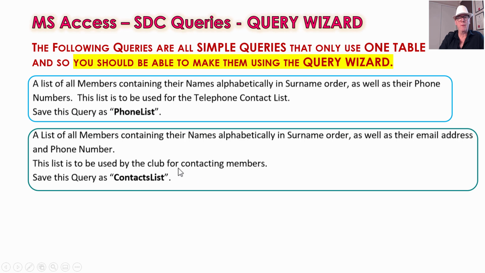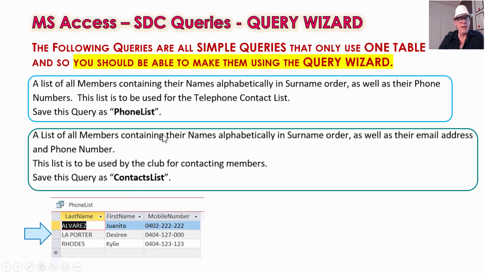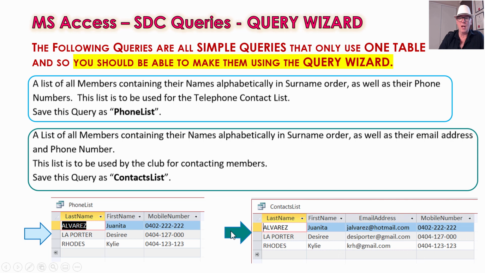Now, because they're all coming from one table, you should just be able to use a simple query wizard to make them. The phone list should just come out with the 3 members and their mobile phone numbers there. And the contacts list should come out with both email address and mobile number when you run those queries, okay? So pause the video here. Go use the timeline index to go back and watch the query wizard again if you need to, and then make these 2 queries.